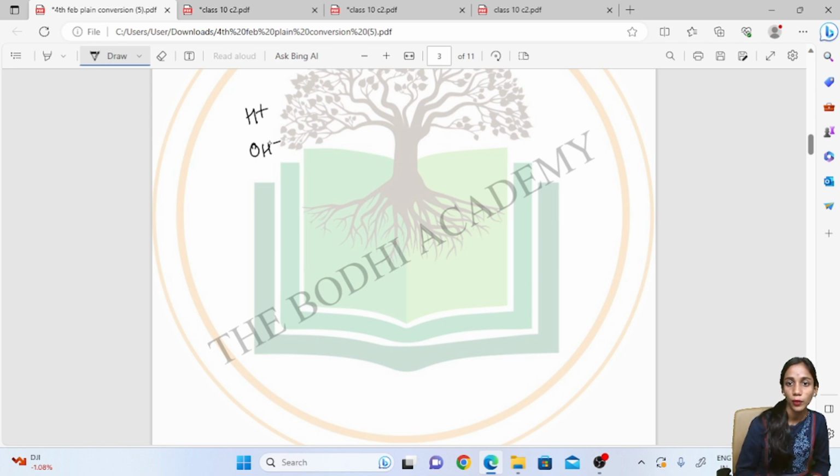Now depending upon the H plus and OH minus ions, the acidity and basicity is given a pH scale. It is given a scale from 0 to 14, depending upon the concentration of H plus and OH minus ions of acids and bases respectively. This scale is called the pH scale. It is the universal indicator which is used to indicate the nature of any material in the range from 0 to 14.